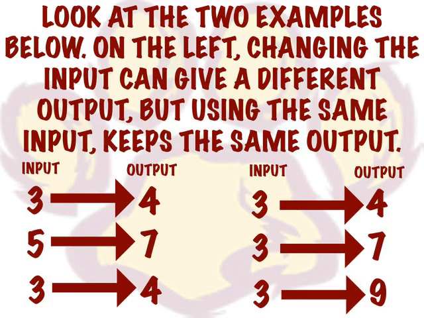So if we look at the two examples below, first, on the left, changing the input can give a different output, but using the same input needs to keep the same output. So you see, the input of 3 gives me a 4, but then the input of 5 gives me a 7, and that's okay. Different inputs can have different outputs. But if you input a 3 again, you should always get that 4.